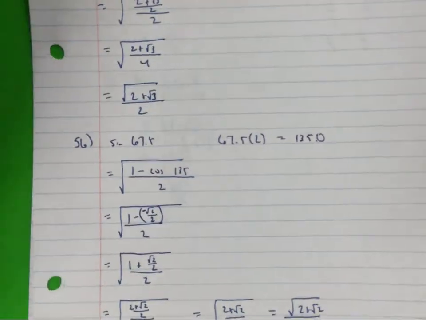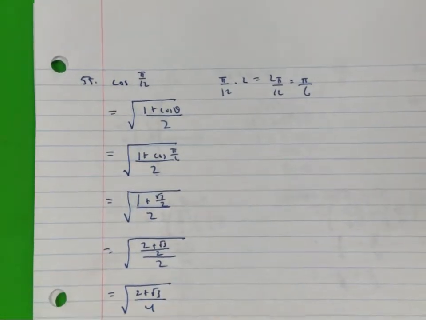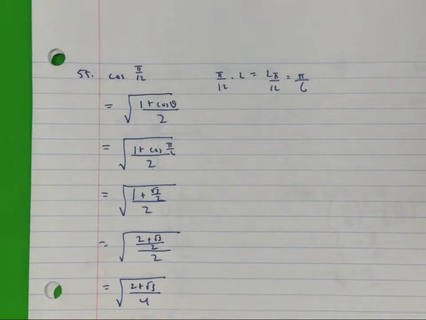Alright, 55. Okay, we're going to use the half angle here. Cosine of pi over 12. The first thing I'm going to do is say pi over 12 times 2. That gives me 2 pi over 12, which is pi over 6. Okay, cosine, I'm going to use this one right here. Now, you look at the original problem. Pi over 12 is in what quadrant? 1. So I'm going to be using the positive square root.